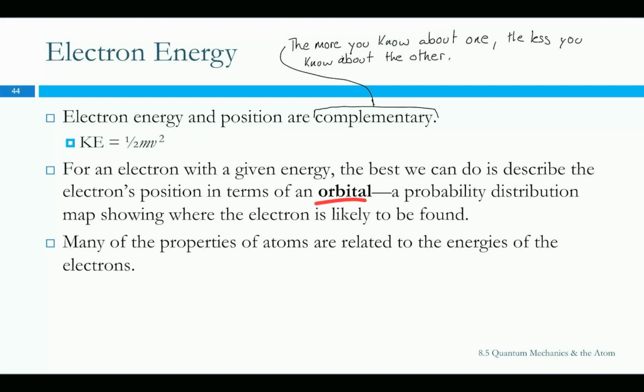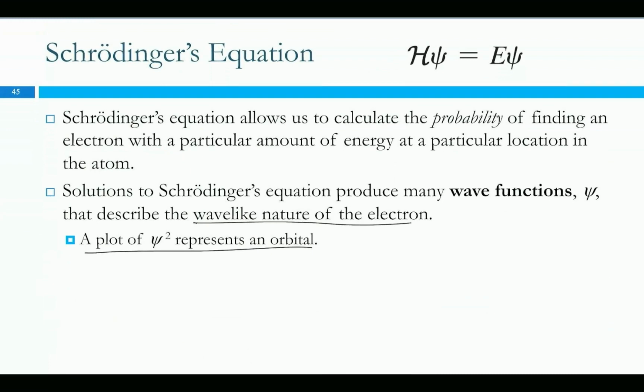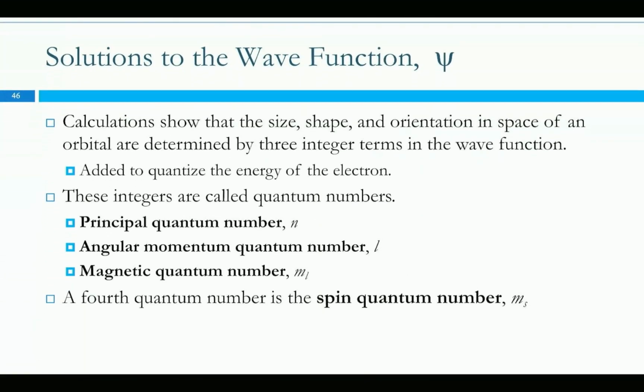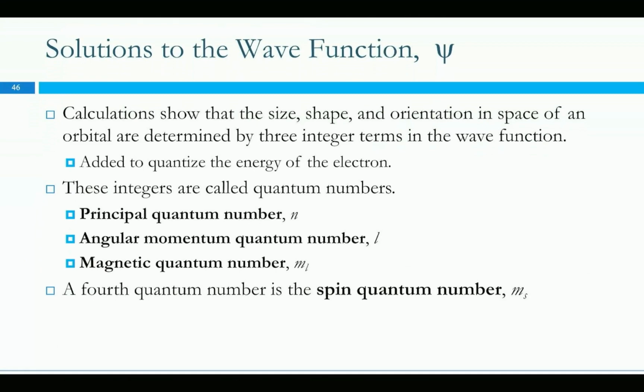So the orbitals that we're going to talk about next come out of Schrodinger's equation, which calculates the probability of finding an electron at some distance from the nucleus. And more specifically, we're going to be looking at psi squared. Thank you. So we can plot psi squared, then that represents an orbital, and it gives us this sort of three-dimensional probability of finding it. And again, this is all just coming out of Schrodinger's equation.